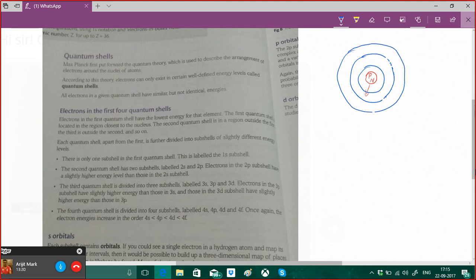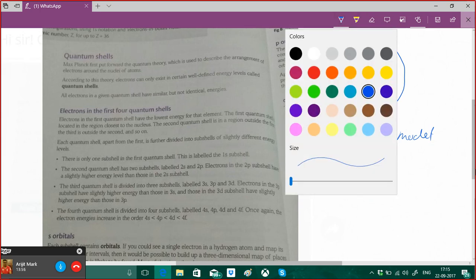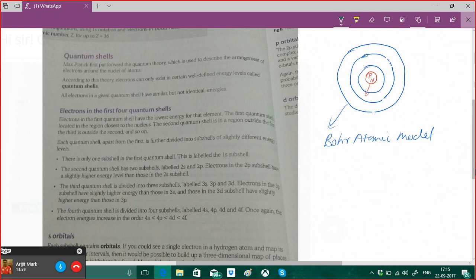In 1913, there was a scientist, Niels Bohr, who explained the Bohr atomic model. So that means protons and neutrons will be at the center, which is also known as the nucleus. These protons and neutrons are known as nucleons. And electrons revolve around the nucleus.